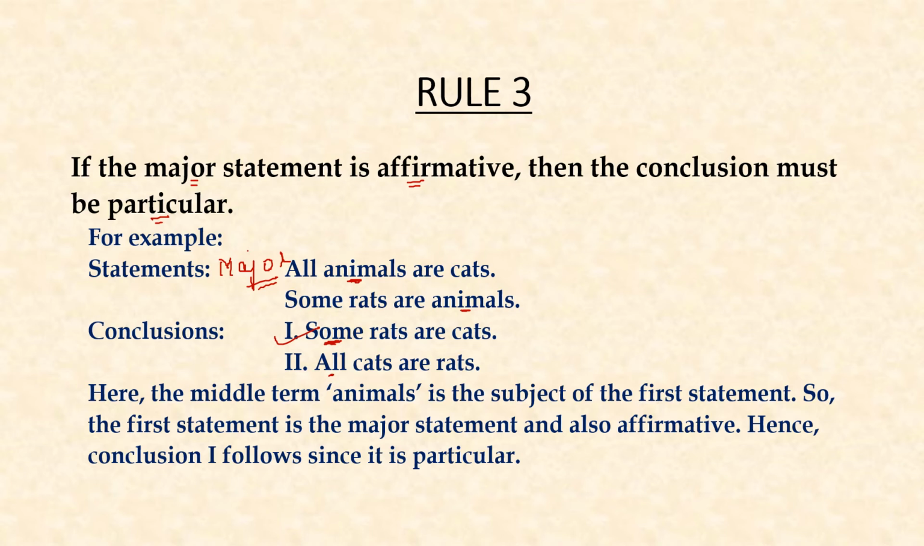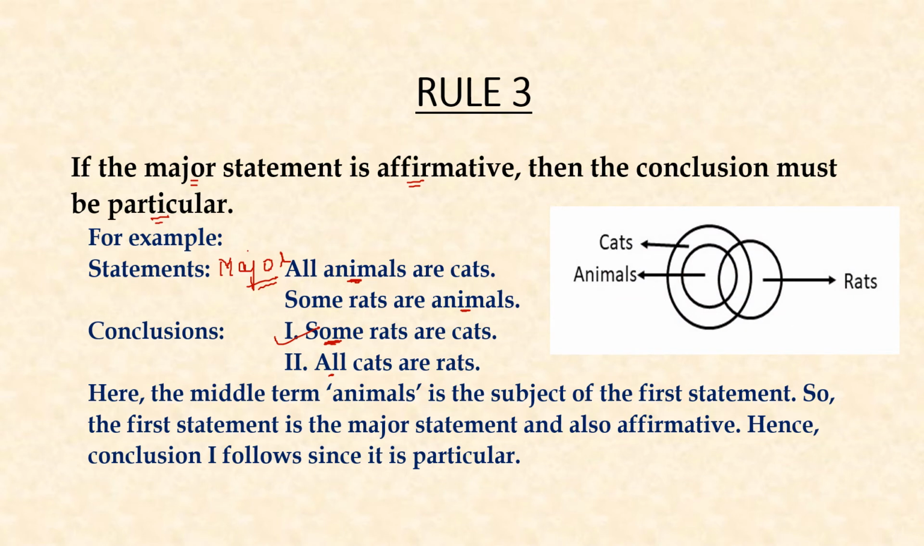Let's check this with the help of Venn diagrams. So the Venn diagram says all animals are cats. So animals, this circle represents the animals. All animals are cats here. And some rats are animals. So that's why this part has been overlapped here to show that some rats, they are animals. So as you can see, rats is also overlapping with cats. So conclusion 1 follows because some rats are cats as well.